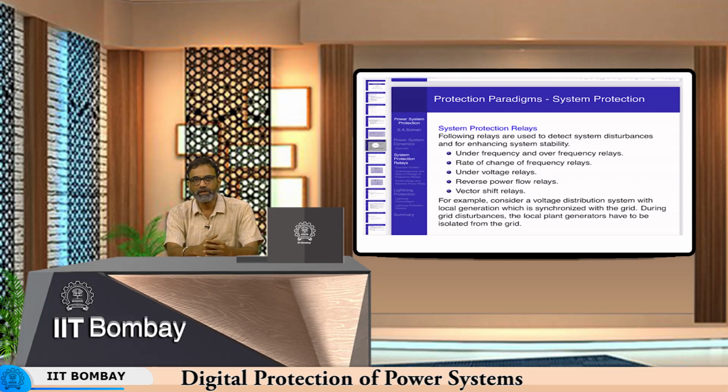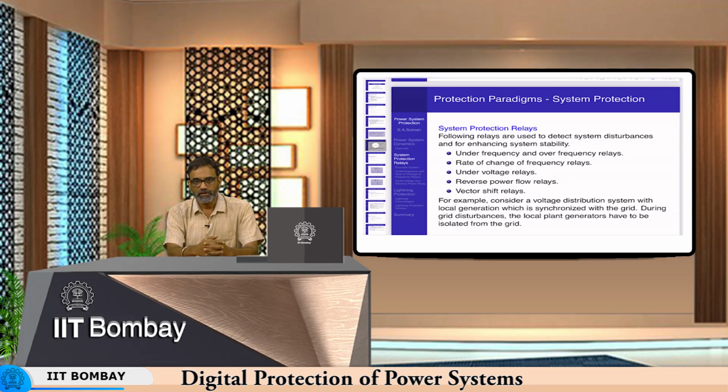You could have only under frequency relays or over frequency relays, only frequency relays. But what happens is, frequency, as you would know, is a lag measure. By the time the lower limit of the frequency is reached, it may be too late to take any action or to save the system. The machine may still go out of synchronism.